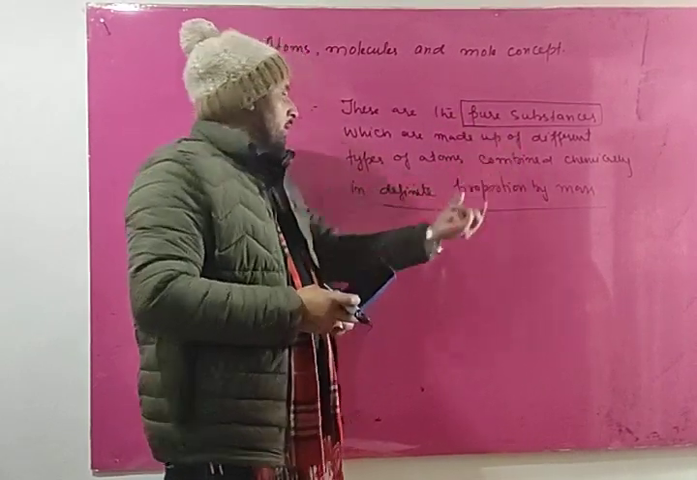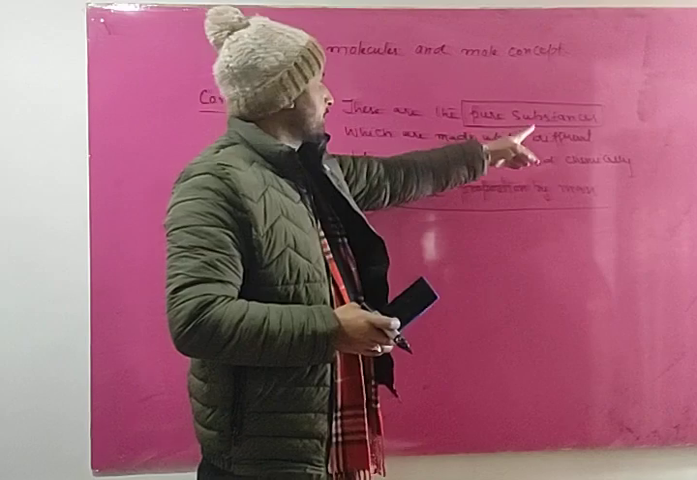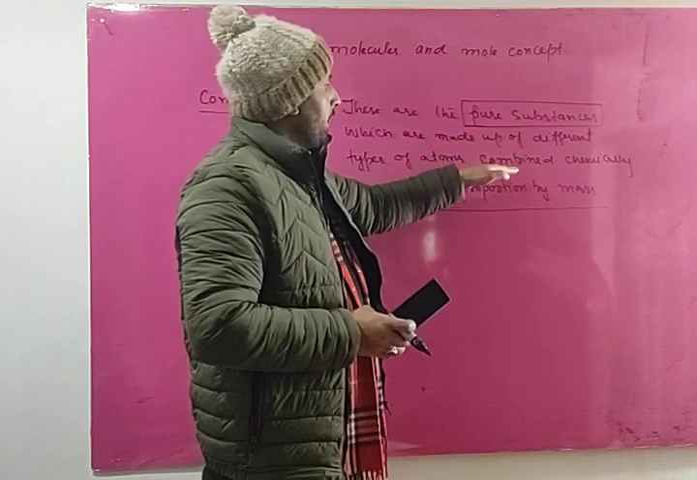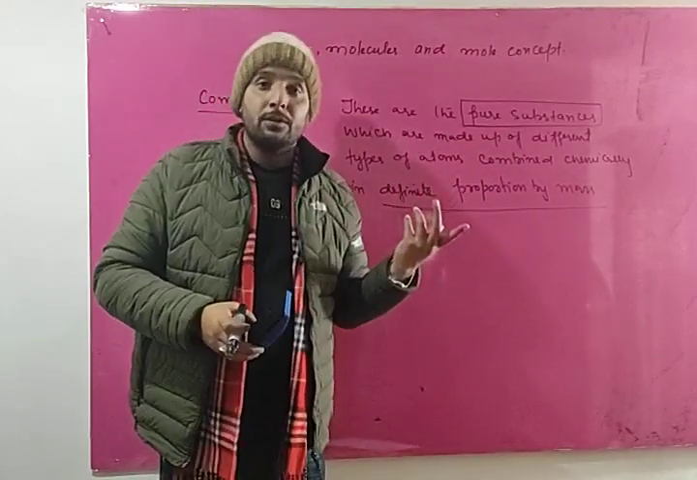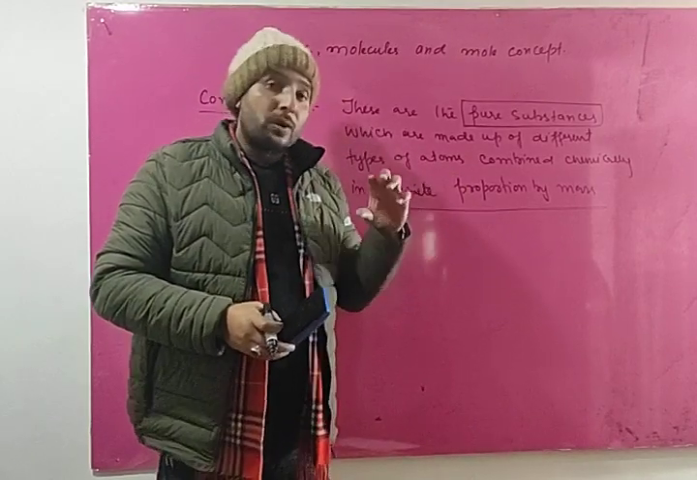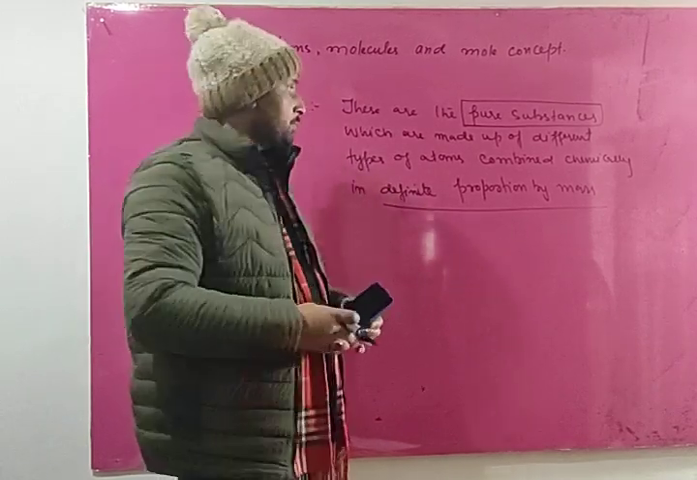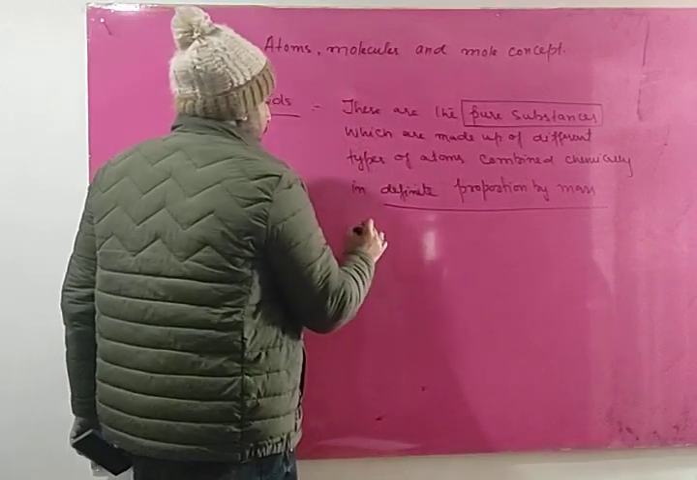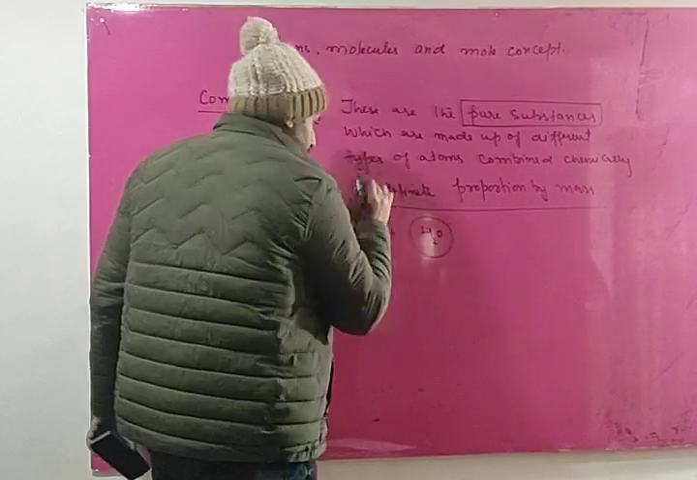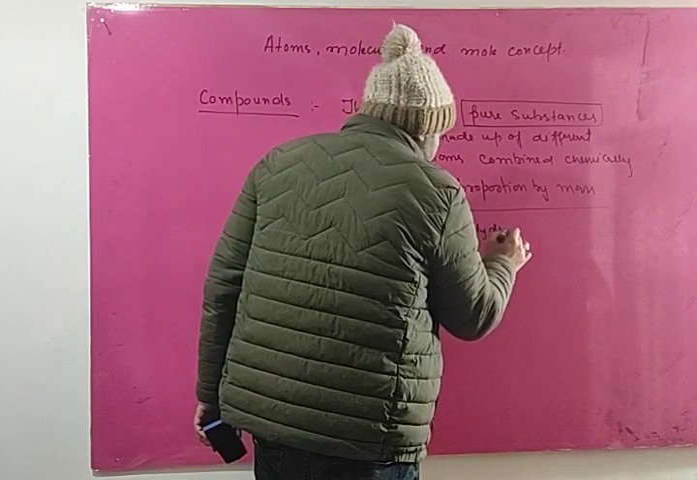Okay, now what is the difference between the molecule of an element and the molecule of a compound? Because here we are saying these are pure substances made up of different types of atoms combined chemically. When they have combined chemically, that definitely has to be a group of atoms, and when it is a group of atoms, it definitely is a molecule. So for example, we have water as a compound. It's made up of hydrogen and oxygen.